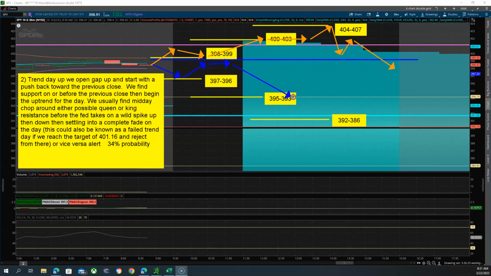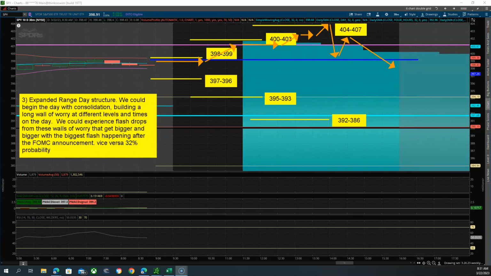And that's going to take us to our Fed announcement, where we get our midday chop going into the Fed announcement and then coming out. It's actually quite possible that we could get another spike down, spike up, and settle in, and we could actually begin to rally from that point. So that is our vice versa on the trend day up model.